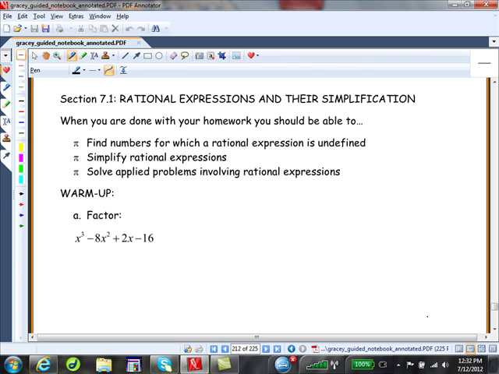So let's go. We're going to warm up by factoring these 2 problems. So why don't you go ahead, or actually the first one is factoring, and then the second one I believe is solving. So pause the movie and warm it up. Okay, let's see how you did.